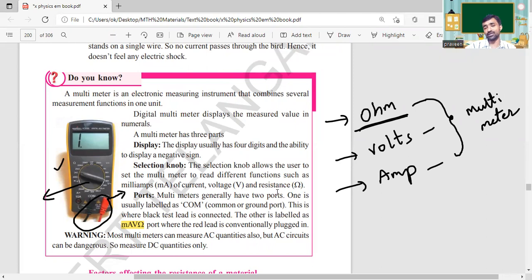If you want to measure anything, you just need to change the selection knob, right? If you set the selection knob to amperes, it can measure the current. If you select the selection knob to ohms, it can measure the resistance. If you select the selection knob to volts, it will automatically measure the voltage. So a single device working like three devices, right? That is called a multimeter. This is about a multimeter, right? So this is the information related to today's session.